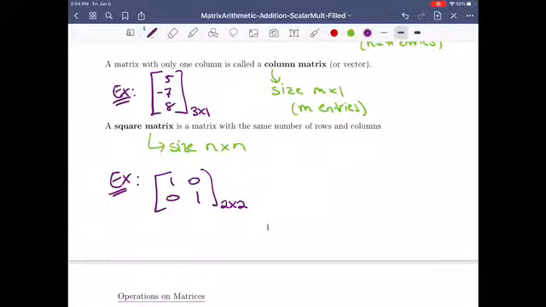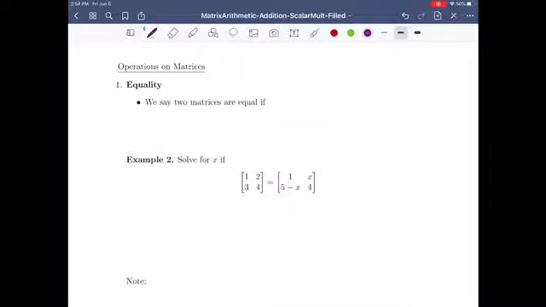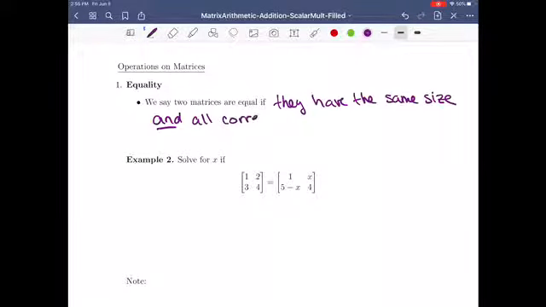Now we're going to talk about some operations that we use on matrices. There's going to be 4 in total, and we're going to do 3 in this video. The first one is equality, which seems like a funny operation, but for matrices it's not totally pointless. We say that 2 matrices are equal if they have the same size, so they have to have the same number of rows and columns, and all corresponding entries are equal.